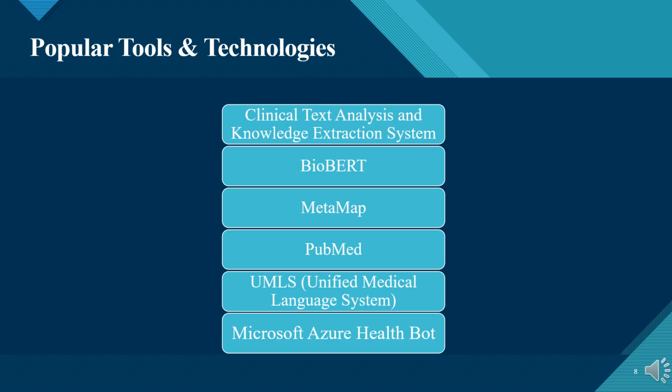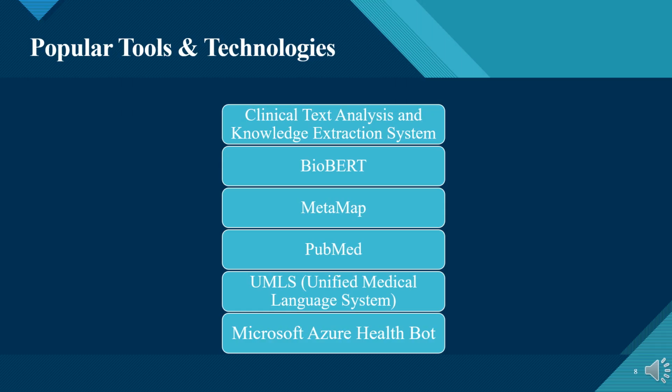BioBERT. This is a deep learning language model pre-trained on a large scale of biomedical text. It improves the accuracy of search and classification tasks in healthcare by understanding medical terminology better than general-purpose models like BERT. MetaMap. MetaMap links medical text to medical terms. PubMed. This is one of the most popular search engines for medical literature.